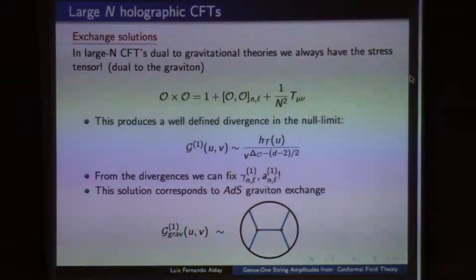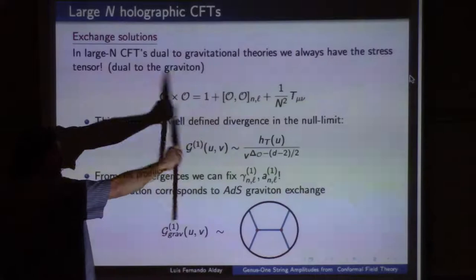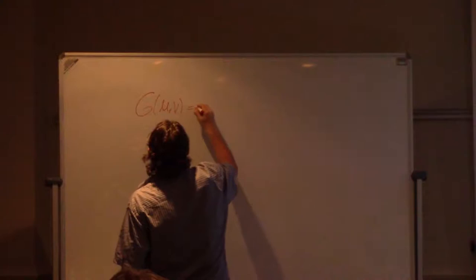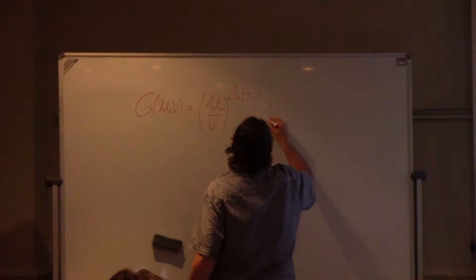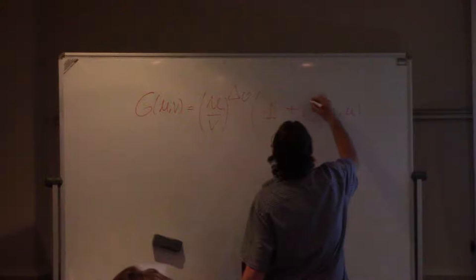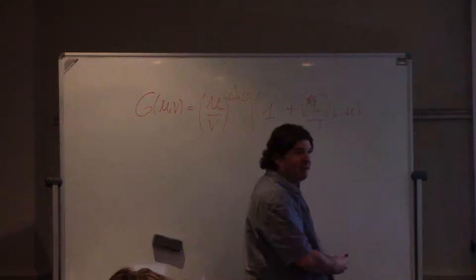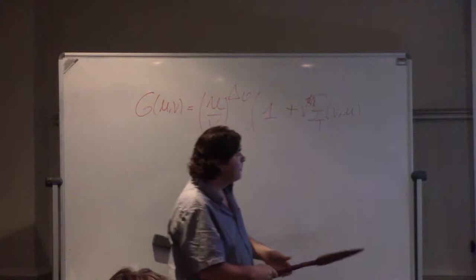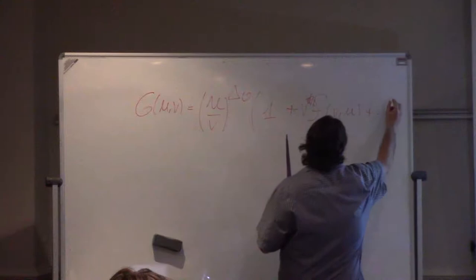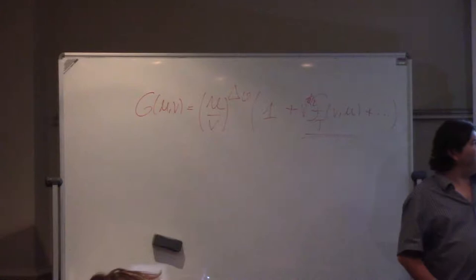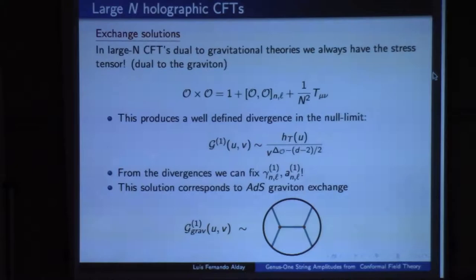Because by using crossing, on the right-hand side, remember that at zeroth level, we have G(u,v) equal to u over v to the delta O, and then we have the identity operator, and now what we have is the conformal block of the stress tensor. Is that okay? So, because we have the stress tensor in the dual channel, because of crossing, the presence of the stress tensor, plus other operators, will produce a specific singularity as v goes to 0. Is that okay? So, at order 1 over n squared, we have a very special d minus 2, sorry. Yeah. So the twist of the stress tensor is d minus 2, so it's d minus 2 over 2.